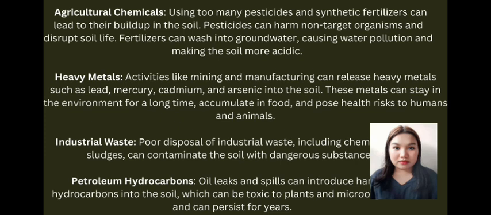Heavy metals. Activities like mining and manufacturing can release heavy metals such as lead, mercury, cadmium, and arsenic into the soil. These metals can stay in the environment for a long time, accumulate in food, and pose health risks to humans and animals. Industrial waste. Poor disposal of industrial waste, including chemicals and sludges, can contaminate the soil with dangerous substances. Petroleum hydrocarbons. Oil leaks and spills can introduce harmful hydrocarbons into the soil, which can be toxic to plants and microorganisms and can persist for years.